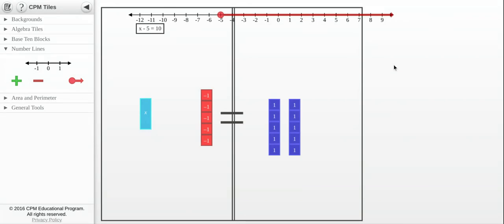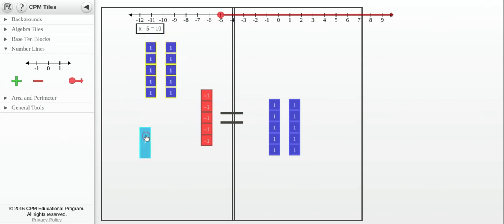So how much is that? Well, in order for this to be a positive 10, of course I need my 10. So I'm going to take my 10. But remember that if I line these up, this gives me 0. So I only have 5.